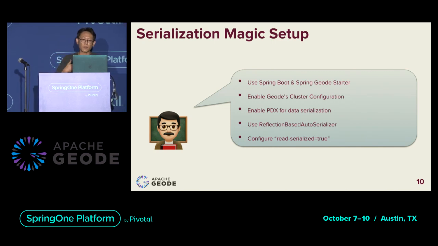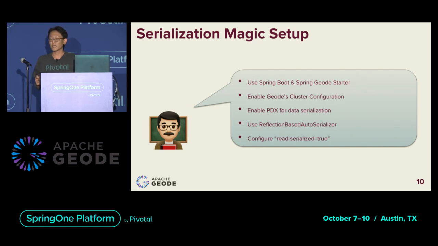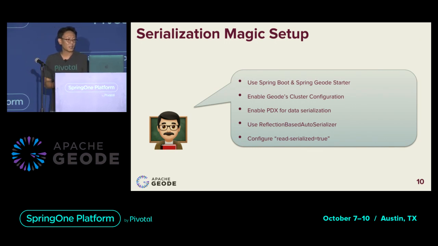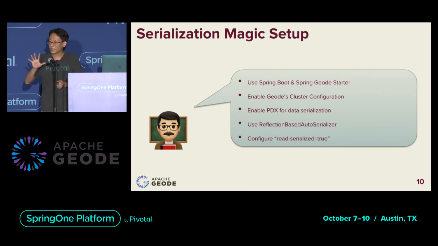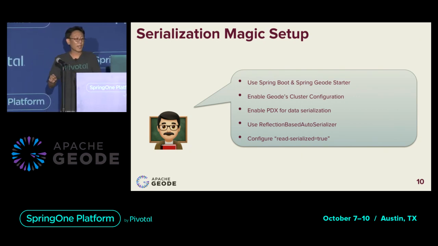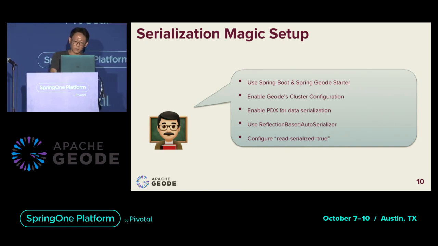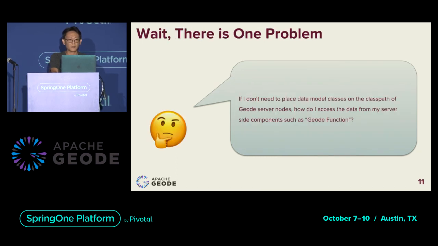That's something we're going to keep on pushing. And then using PDX as your data serialization. Now, of course, using the out-of-box serializer implementation, something we have called the reflection-based auto-serializer, then configure your deserialization strategy to say, I'm allowed to read serialized data as I'm accessing data from the server side. This will give you a magic setup. It's going to be very simple to use for your Geo cluster type of implementations.